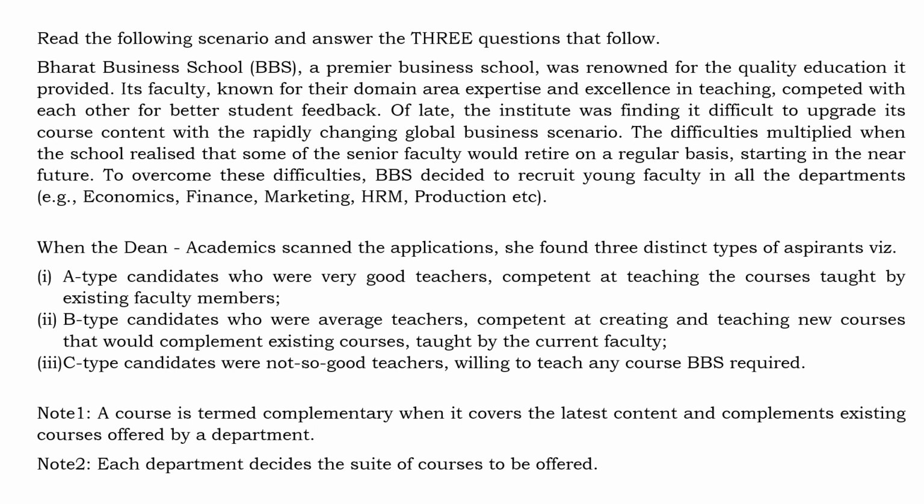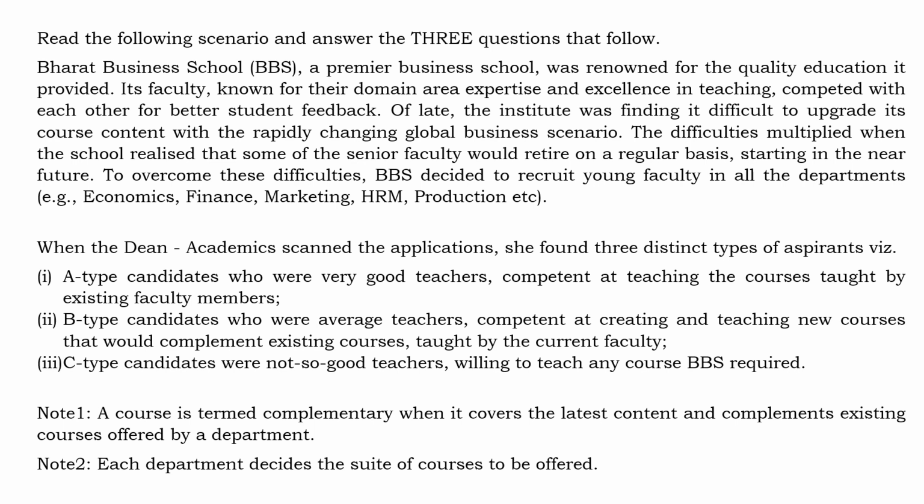So A-type candidates who are good teachers, and who have been interviewed, are competent at teaching the existing courses. B-type candidates are average teachers, but they are competent at teaching not only the existing courses, but they can create new courses as well and teach them. C-type candidates are not so good teachers willing to teach any course. So they are also teachers, but the passage does not say that they are able to create new courses. So this information you have now.